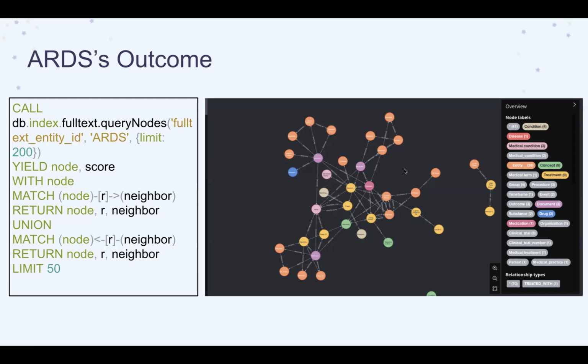So in this way, we have a smaller portion from the global knowledge graph. This portion of the knowledge graph actually tells you the entities and the relationships that matter to ARDS. And this is how GraphRAG develops its solution. It's based on all this information here.